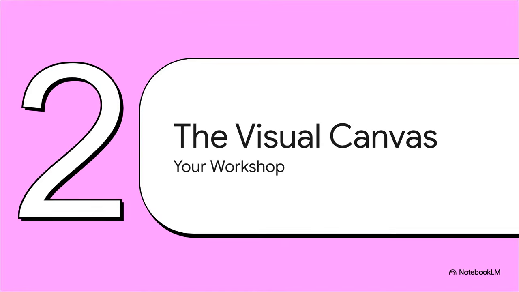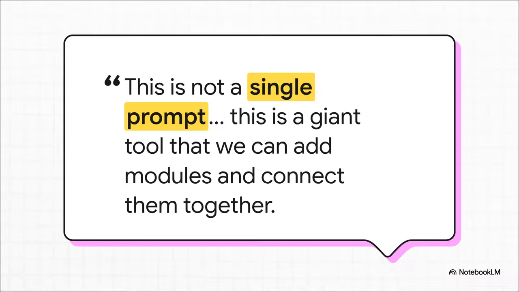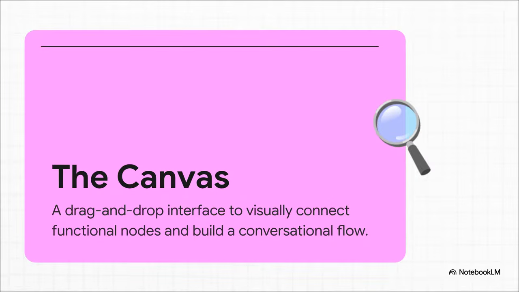Okay, let's get to the main event. We're heading into the heart of the tool, the visual canvas. So if the dashboard is mission control, this is your workshop. This is where you stop trying to write these long, complicated prompts and you start visually mapping out the entire brain of your agent. And I think this quote just nails it perfectly. This isn't just a new way to write a prompt. It's a totally different way of thinking. You're working with these little modular blocks, and you're visually connecting them to design the agent's logic right from the ground up.